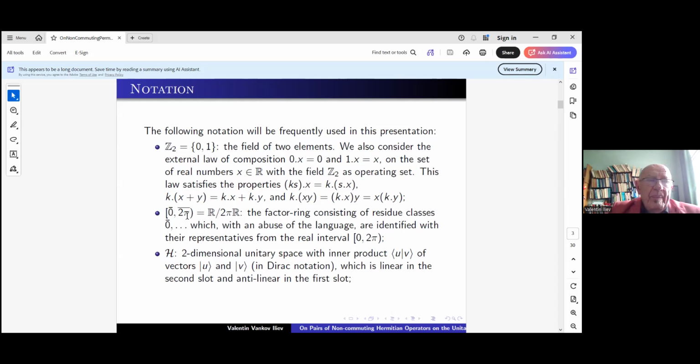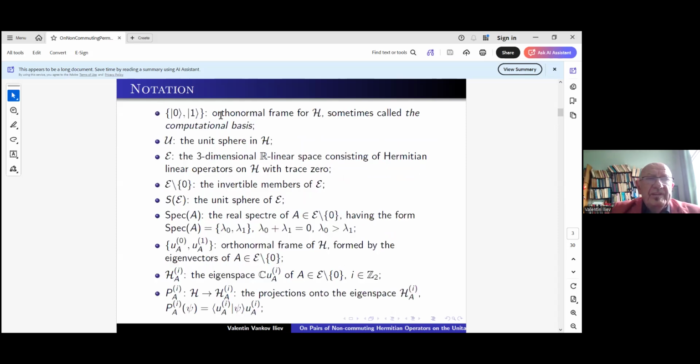As usual, we denote this factor ring in this way. I identify its members with the interval 0 to pi. It's written here. H is the two-dimensional unitary space with this inner product in Dirac notation. We discussed this. We fix a basis which is called the computational basis, those 0 and 1, an orthonormal frame for H. So those 0 and 1 do not coincide with the members of Z2, of course.